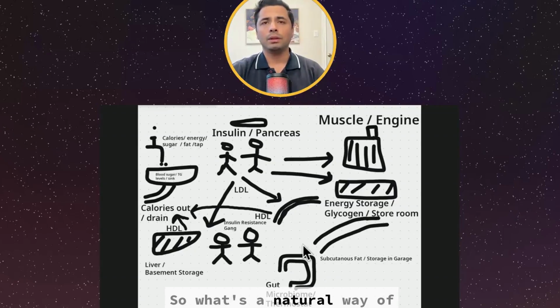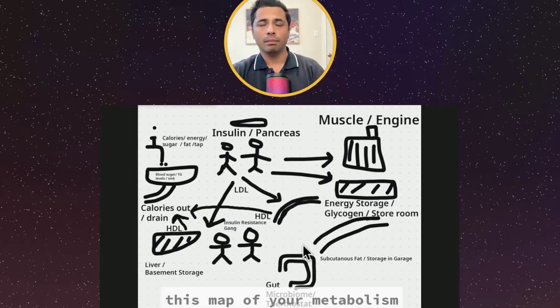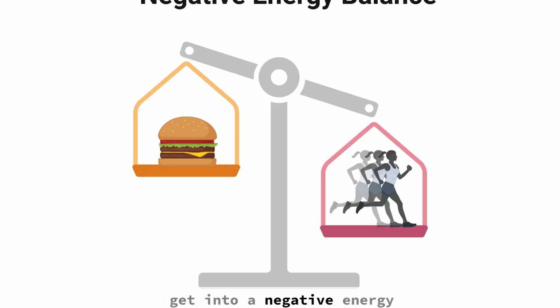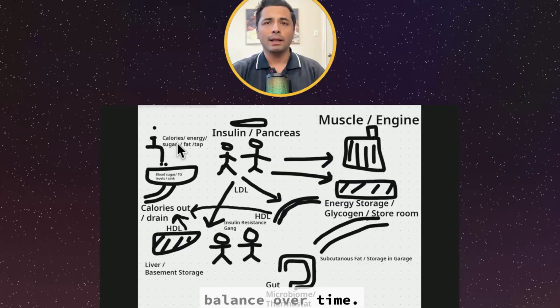So what's the natural way of reducing your triglycerides and increasing your HDL? Well, again, this map of your metabolism can help you. The most important thing is to get into a negative energy balance. Over time, you have stored a lot of excess energy in your body. You now need to utilize it. You need to have less calories coming in relative to the amount of calories that you are utilizing, so that your body needs to burn fat. There are many ways you can do this.